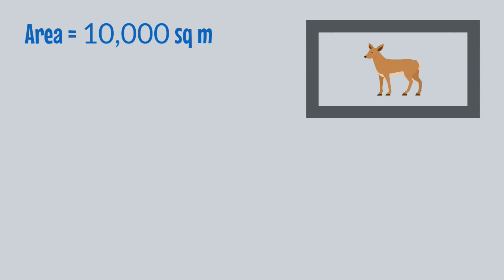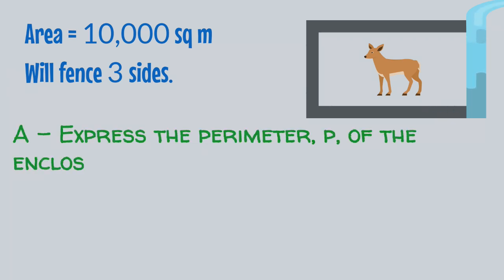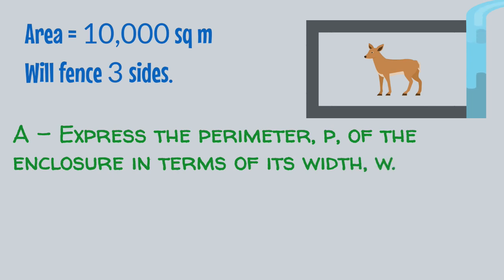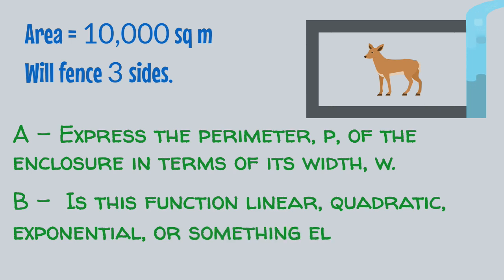Bryce plans to build a rectangular enclosure for deer with an area of 10,000 square meters. One side borders a river, so he only needs to fence 3 sides. Express the perimeter P of the enclosure in terms of its width, W. Is this function linear, quadratic, exponential, or something else?